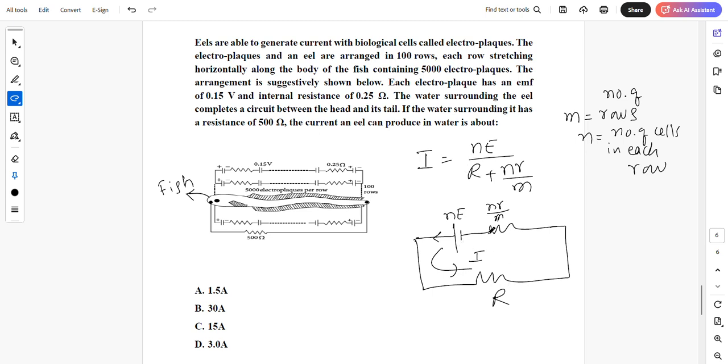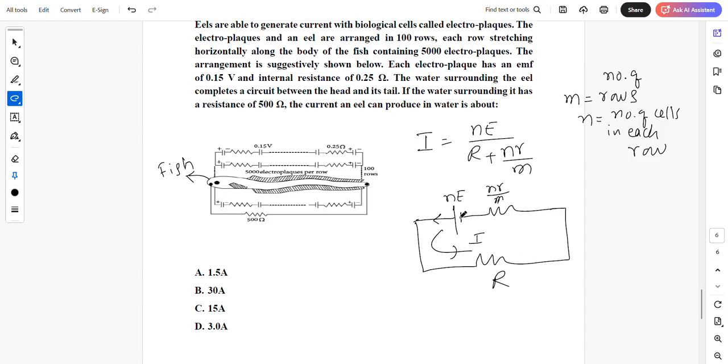I is equal to what? nE, total voltage, divided by total resistance, R plus nr by m. You need not worry, just calculate I here. As soon as you see this circuit, you know it is a mixed combination. How much is n? Here n is the number of cells in each row, and n is equal to 5,000.